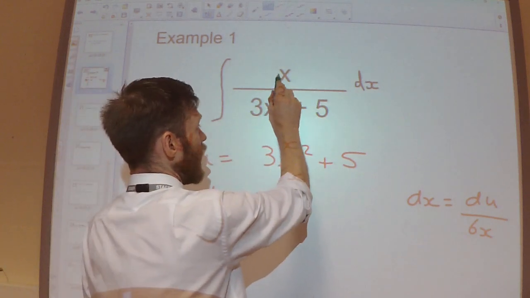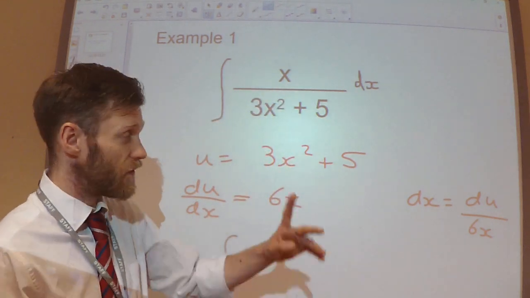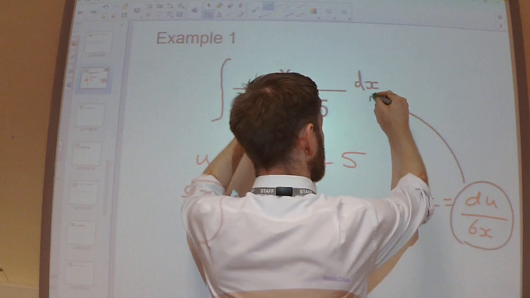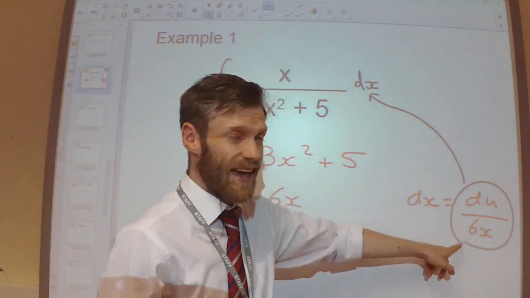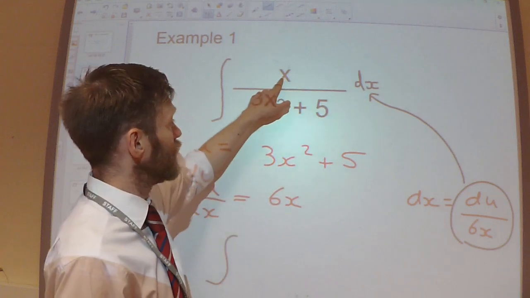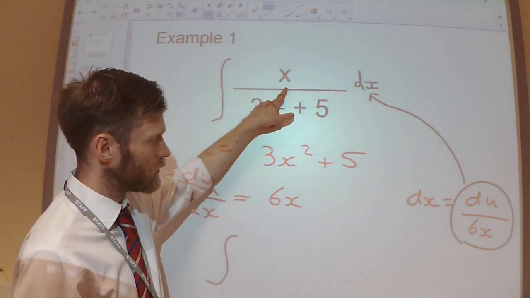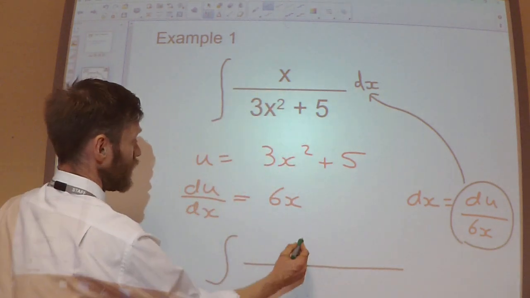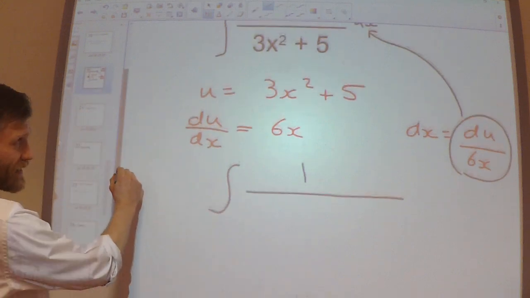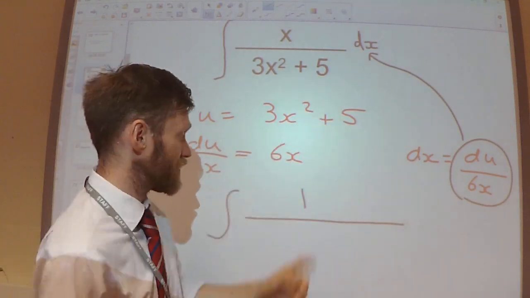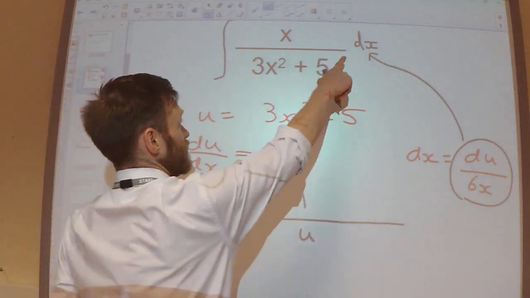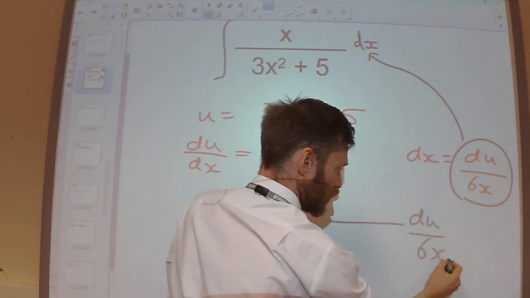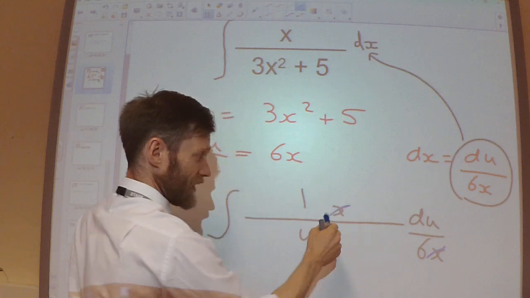Now the x, I'm going to leave that where it is for the moment, because I can see that when I substitute my du over 6x instead of the dx, the x's are going to cancel out. So actually I don't need to replace this x, it's just going to be a 1 once it's been cancelled. The 3x squared plus 5, that's my u. My dx is now du over just 6, because the x that was there and there has been cancelled out, it's gone.